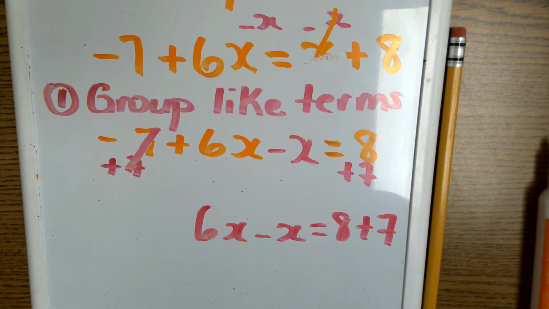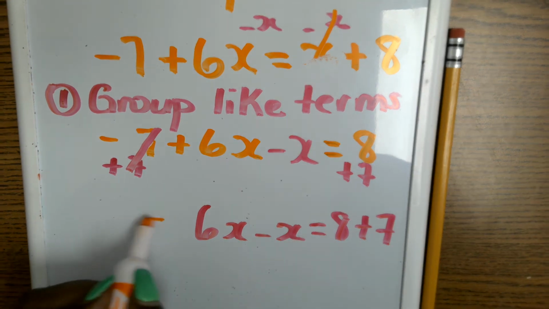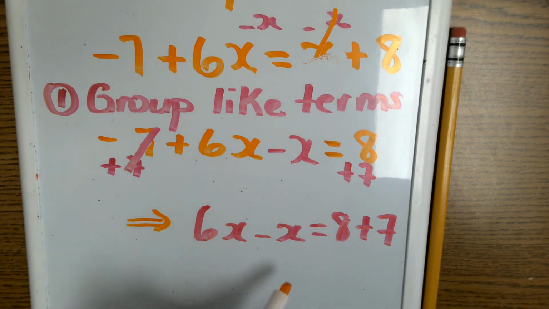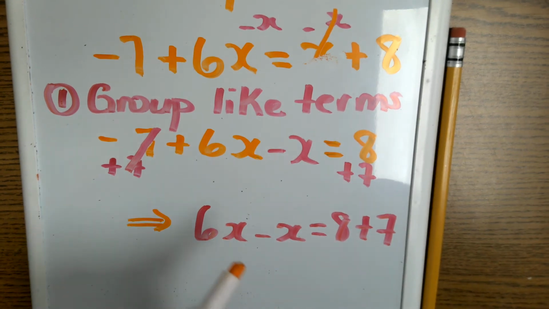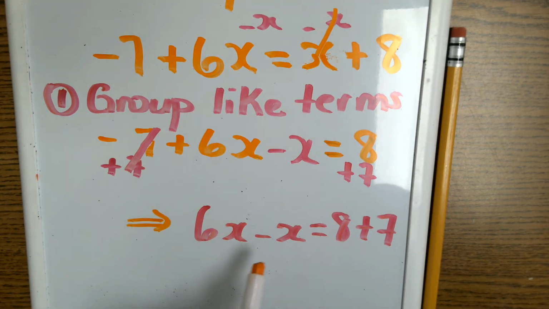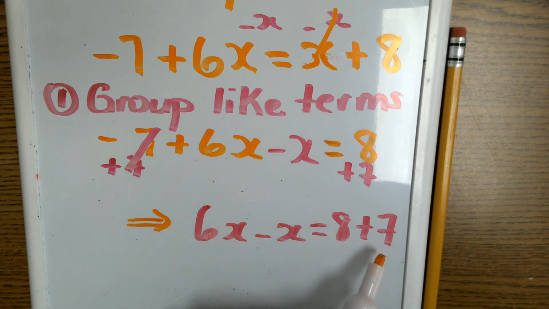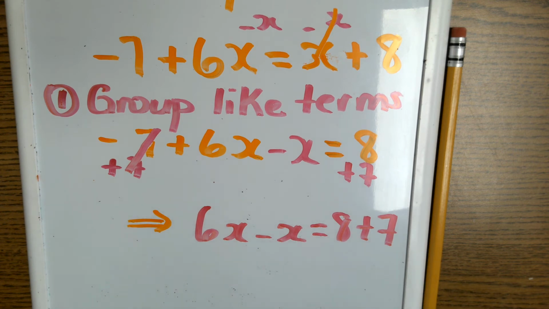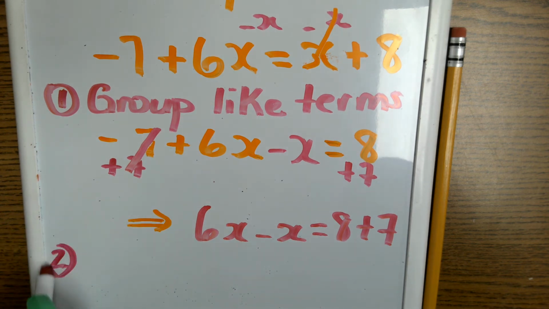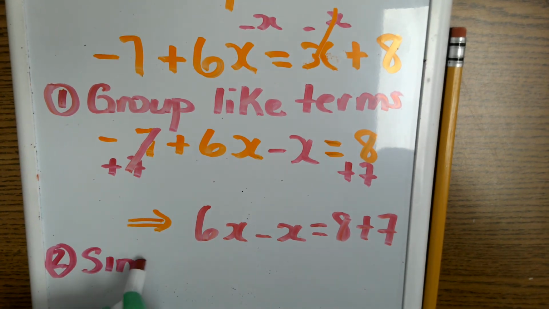So now we have grouped the like terms together. We have the x's on one side and we have the constants on the other side. So now we can go ahead and move to step 2, which is simplifying.